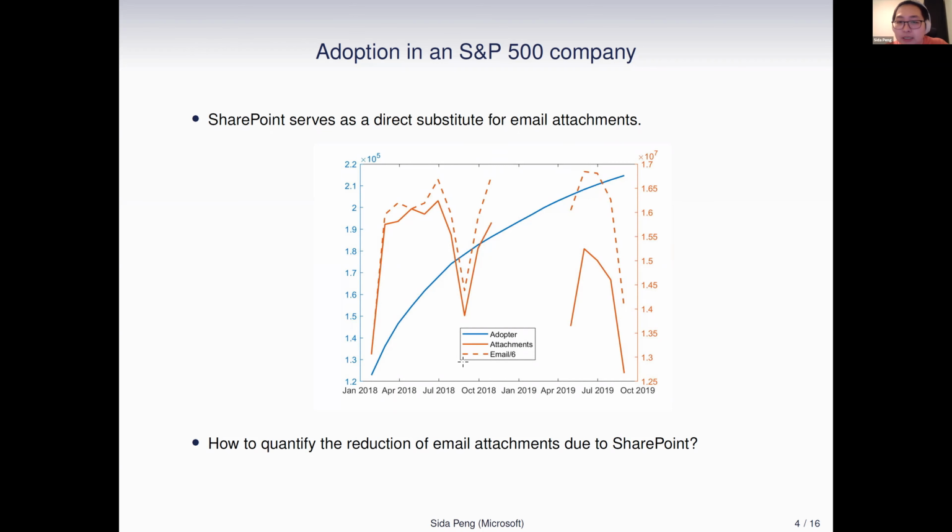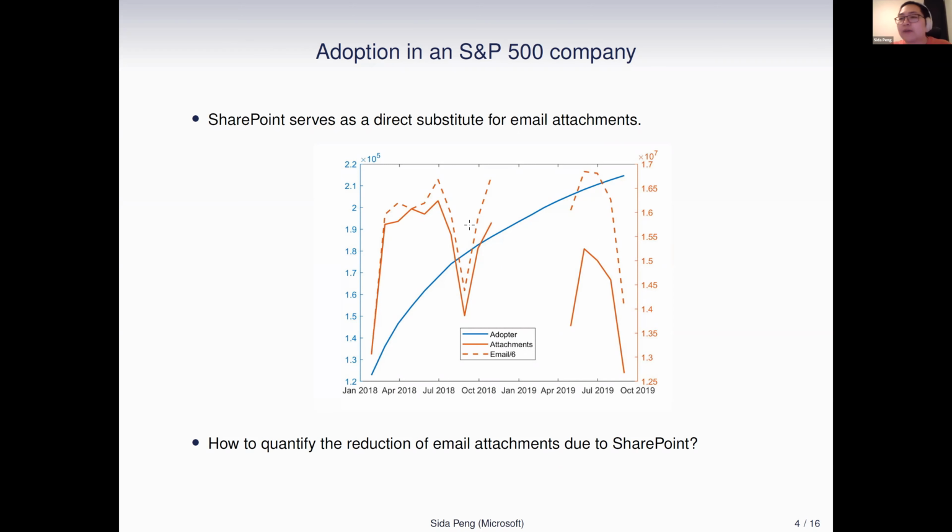And also, I'm plotting here the dashed red line as the number of emails divided by 6. Right? So 6 is just a normalizer. So as you can see here, before, if there's really no change to people's behaviors, we should expect a constant rate of email attachments with respect to the emails sent. But here you can see the gap gradually becomes bigger and bigger.